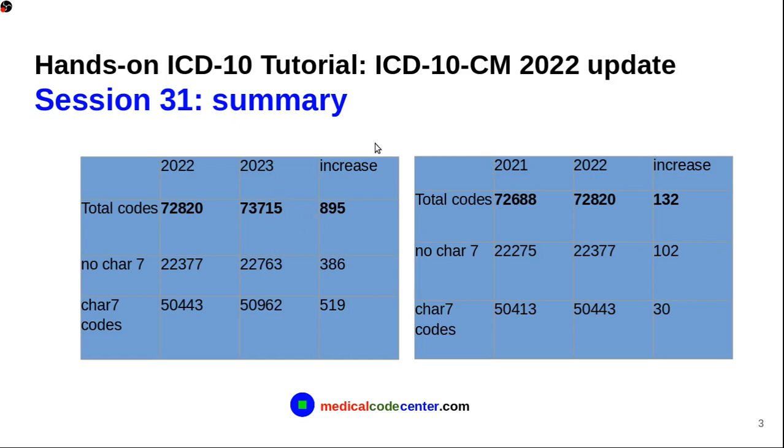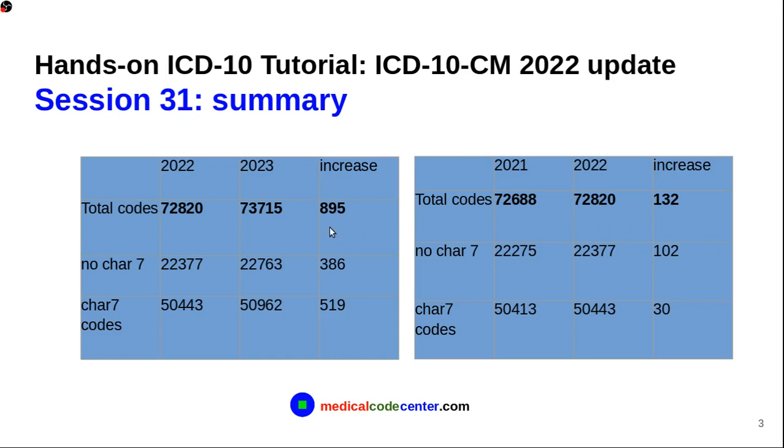First, the summary of the total number of code changes. On the left table, this is the update from 2022 to 2023, and on the right table, this is the update from 2021 to 2022. That's last year's update. Last year, we only had 132 more ICD-10 CM codes. But for this year's update, we have a total of 895 more ICD-10 CM codes. So this year, the update is much more significant than last year.